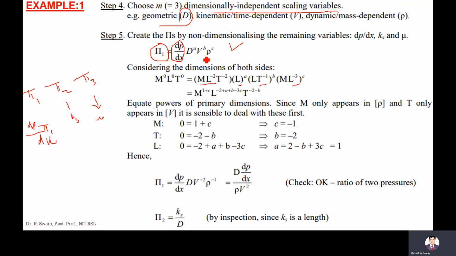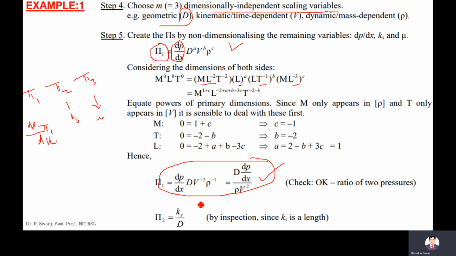Now we put this a value, b value, c value, and we can get Pi 1. Pi 1 is dp by dx, d, v to the power minus 2, rho to the power minus 1. That we can write as dp by dx divided by rho v square. Okay, so Pi 1 is over.